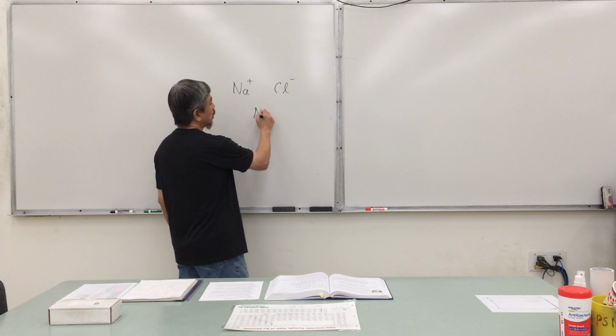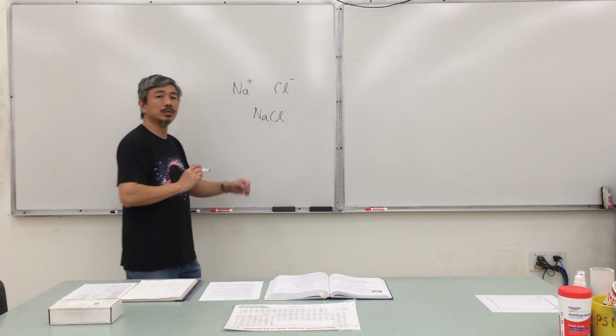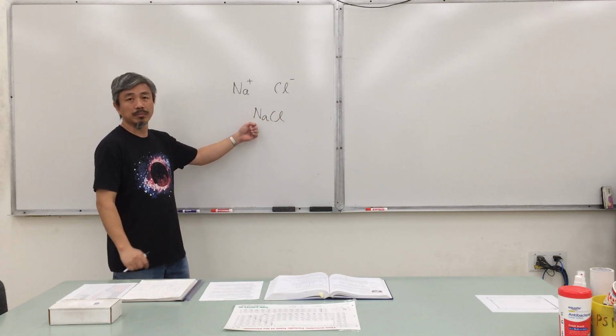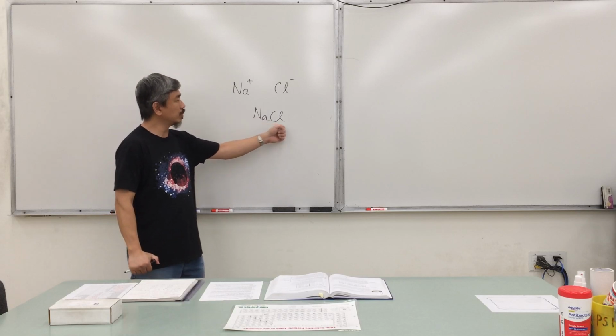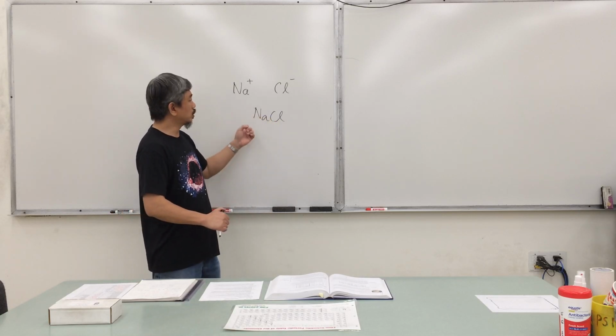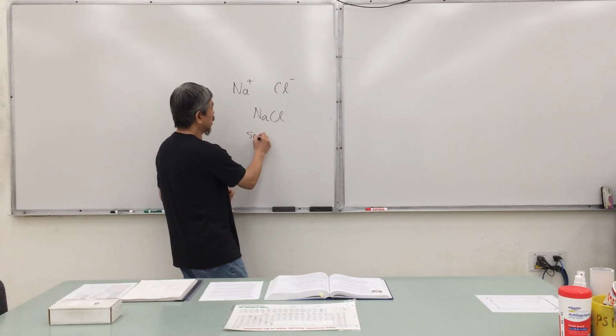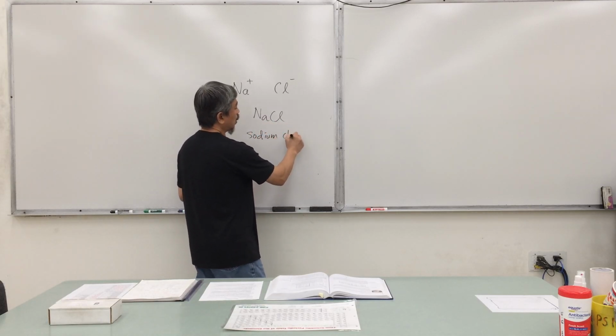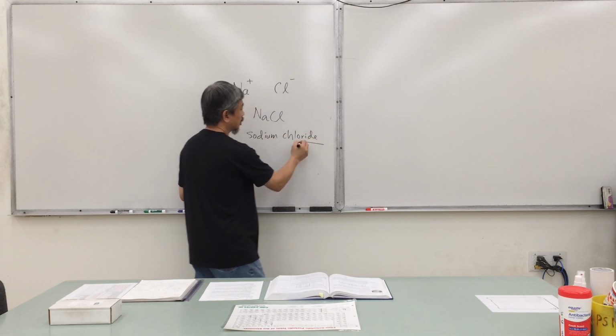In this case, the naming scheme is relatively simple. All we do is name the metal, which always comes first, and then we name the anion with the -ide ending. So this would be sodium chloride, for example. This is just a quick review of what we did last time.